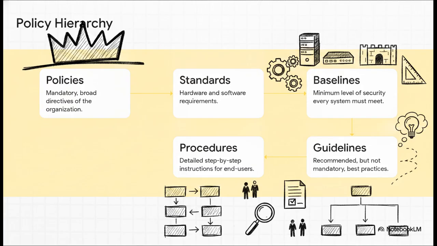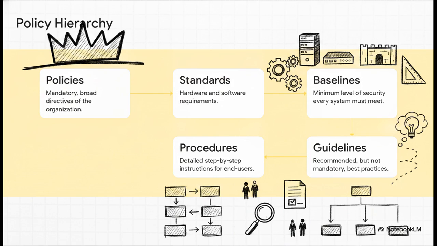Upper management kicks it off by creating security policies. These are the mandatory broad directives. Middle management then takes those policies and develops standards, which specify exact hardware and software requirements, and baselines, which dictate the absolute minimum level of security every system must meet. They also issue guidelines, which are recommended best practices, but not strictly mandatory.